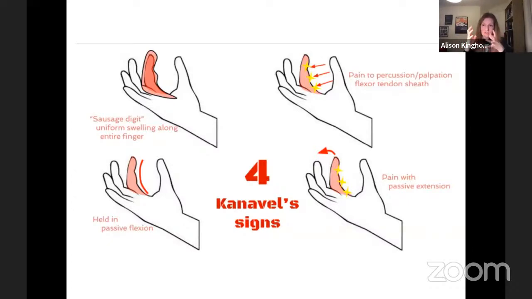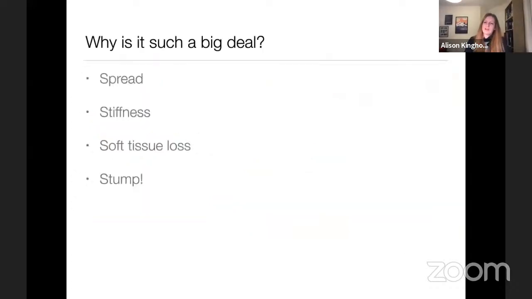This is what I want you to really focus on: you're looking for a big red swollen finger held in flexion, painful when you straighten it out, and painful when you feel down the flexor sheath. Those are Kanavel's signs. So why do we make such a big deal of it? Well, as I said, the first thing is how this infection can spread through the hand into other areas.